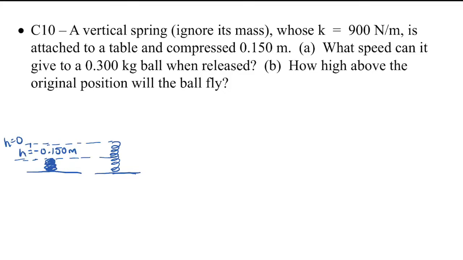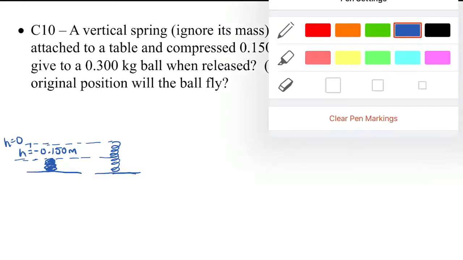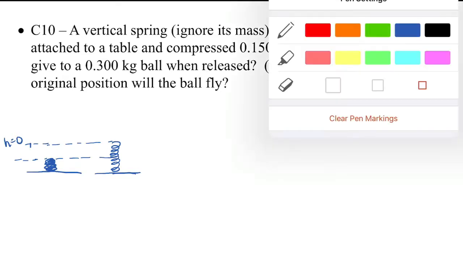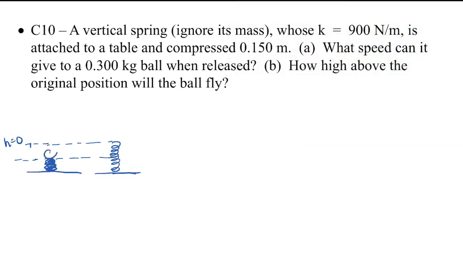So first we want to know what speed it can give to a 0.3 kilogram ball when it's released. So here's another thing about springs. If there's a ball here, well, I covered it up. Let's get rid of this. So let's say there is a ball right here, compressed, and there's the ball. When is the ball released? It's also released when it's at, guess what? Equilibrium. So look at that. That's the point at which it'll be released, when height is 0. That's something really, really important here.